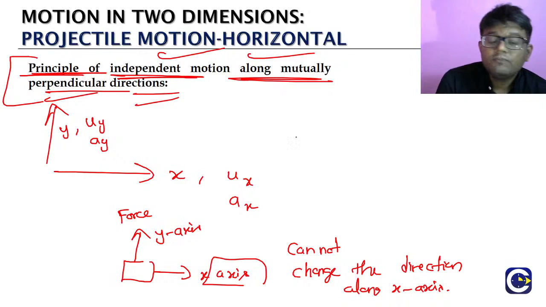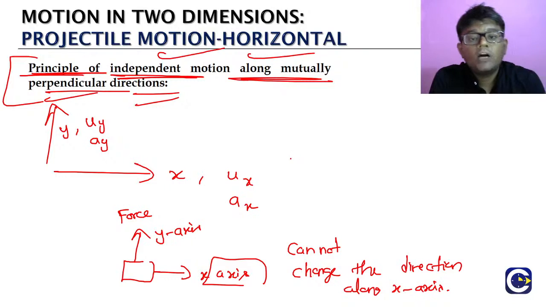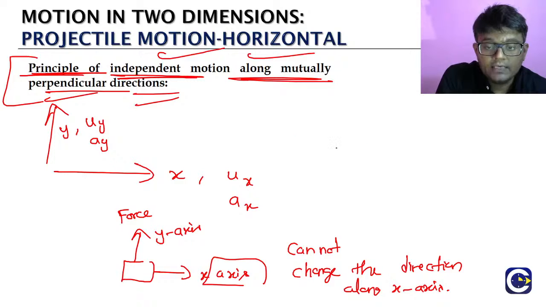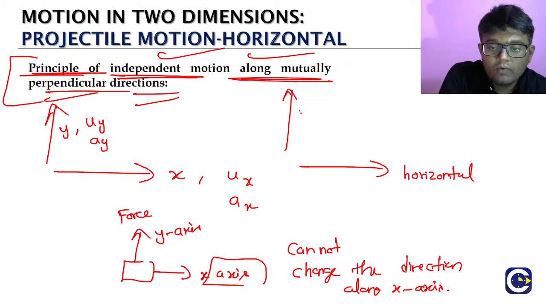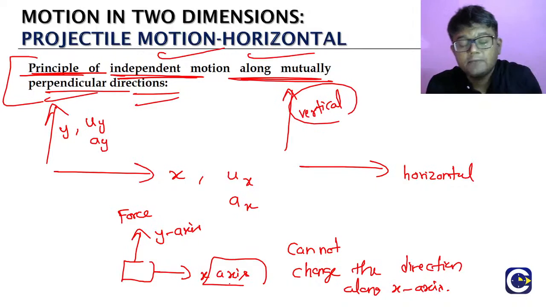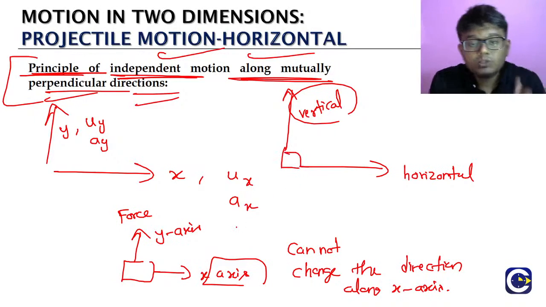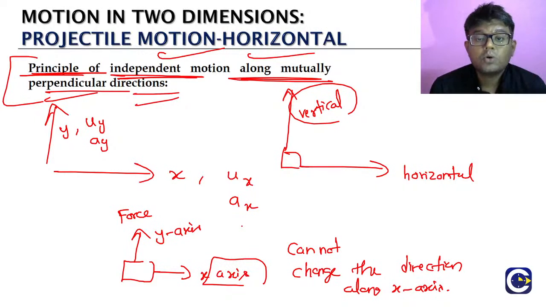This means, if you want to study the motion of a projectile, we can consider two directions. One is the horizontal, the other one is the vertical. What are the two directions we will consider? Horizontal and vertical. Since these are mutually perpendicular, the motion along the horizontal and the motion along the vertical are totally independent. This means we can study them separately.